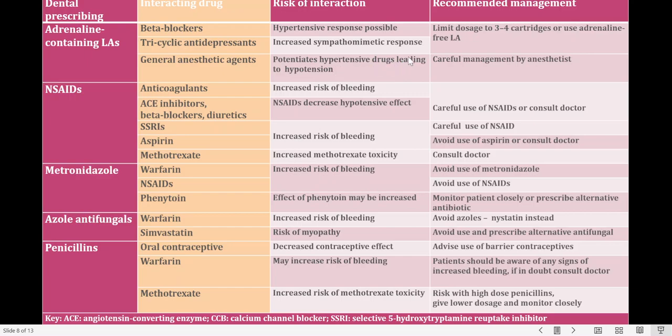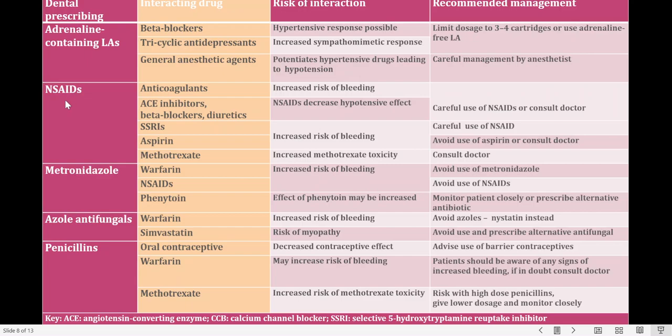For example, in the case of patients who take beta blockers or tricyclic antidepressants, limit the dosage to 3 to 4 cartridges or use adrenaline-free local anesthetics. And in the case of exposing the patient to general anesthetic agents, the anesthetist should carefully manage this case.